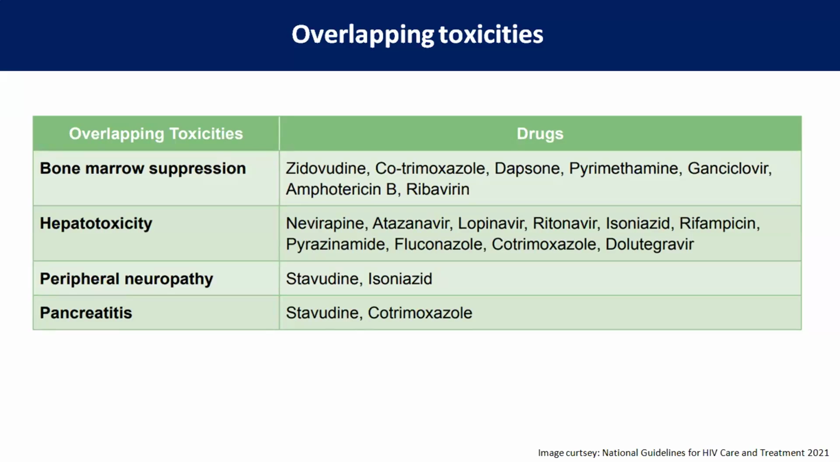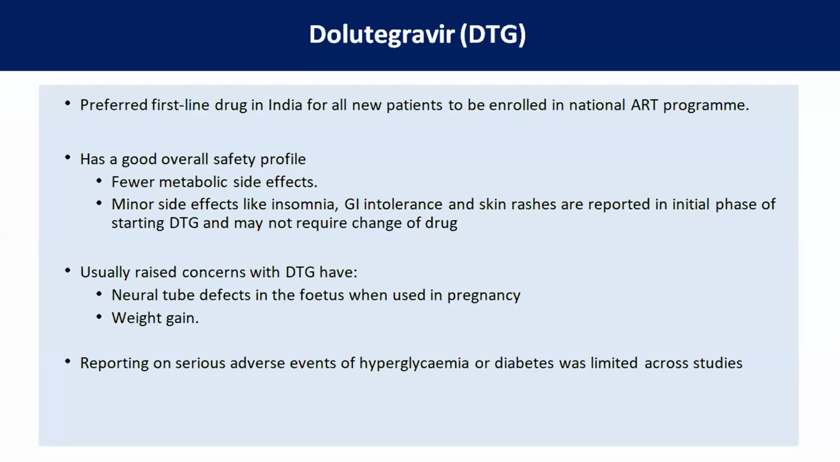Same with pancreatitis, alcoholism can also cause pancreatitis. Sometimes cotrimoxazole may also be responsible for pancreatitis. So before stamping stavudine as the pancreatitic agent, you have to rule out the other drug or the scenario associated with causing similar complications. Now, dolutegravir. Dolutegravir has several beauties.